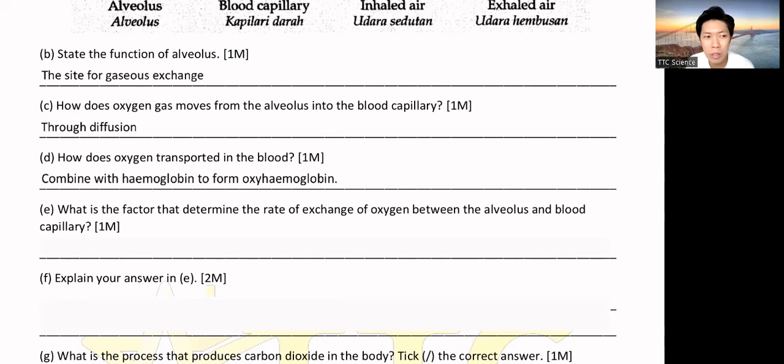I got this question a lot of times, a lot of people wondering, should I write full sentence or should I not? So my answer to you is the marks don't depend on whether you write a full sentence or not. It's whether you have the correct answer or the points.